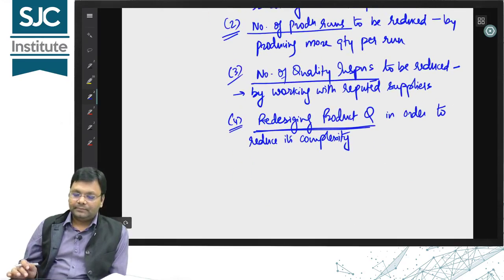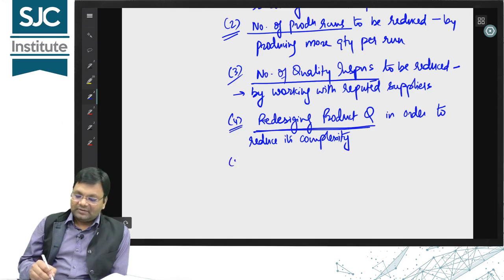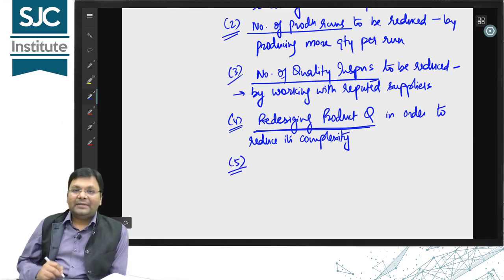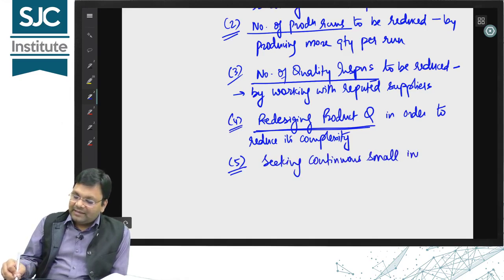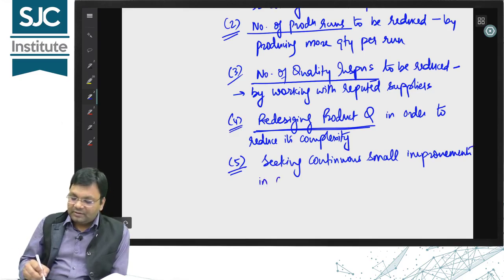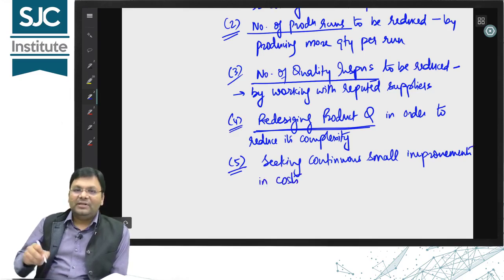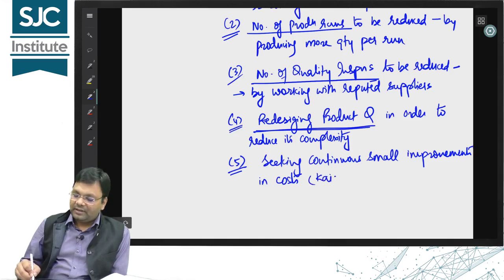Okay, sometimes it might be possible that there is no possibility of doing all these things you have recommended. So we can also say seeking continuous small improvements in costs. It might be that currently there is no possibility to reduce the cost. Seeking continuous small improvements in costs, so gradually we will reduce some portion of the cost. We also call this continuous improvement Kaizen.